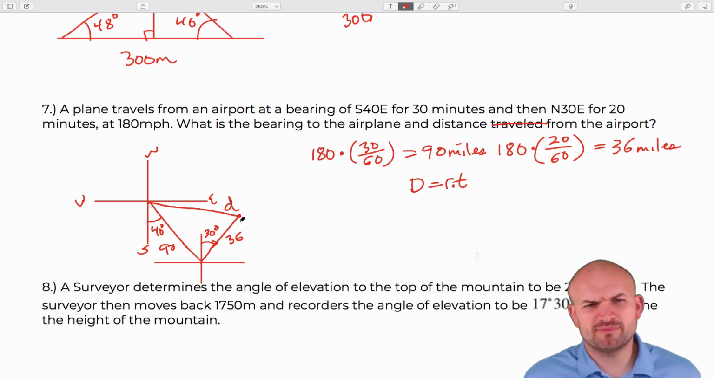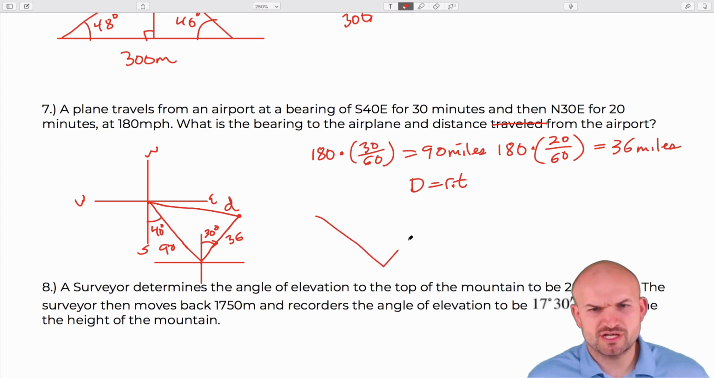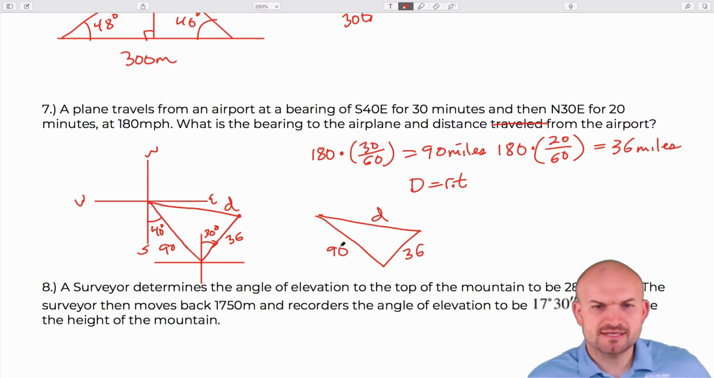Okay, so I didn't include a unit, but hopefully you can see. Let's draw this triangle one more time here. There's going to be D, 90, and 36. Then you'd have to do a little bit more work to be able to solve from there.